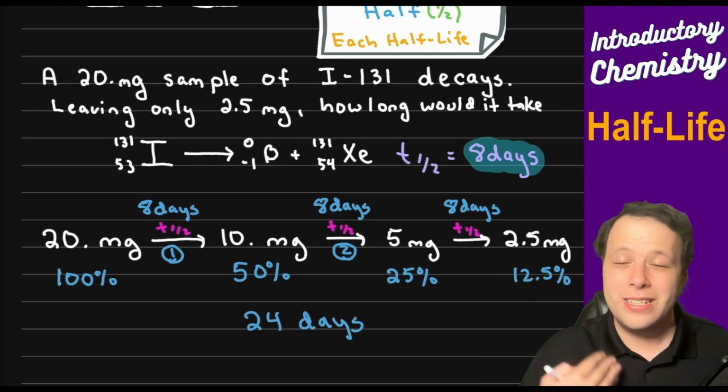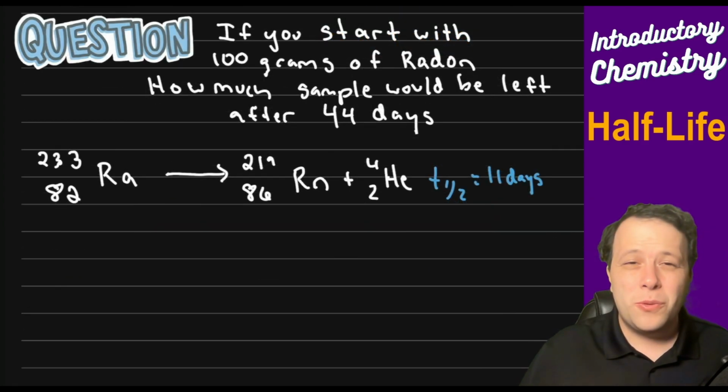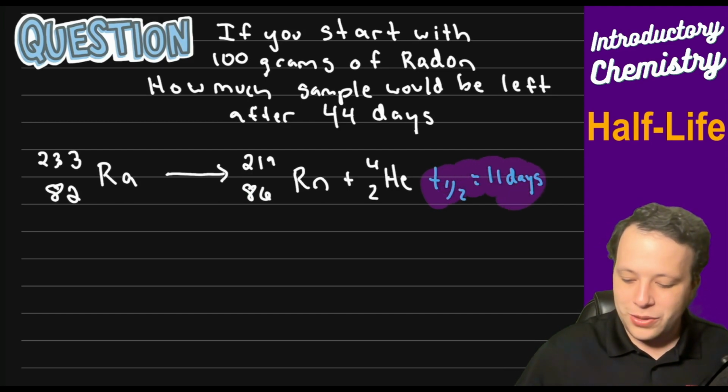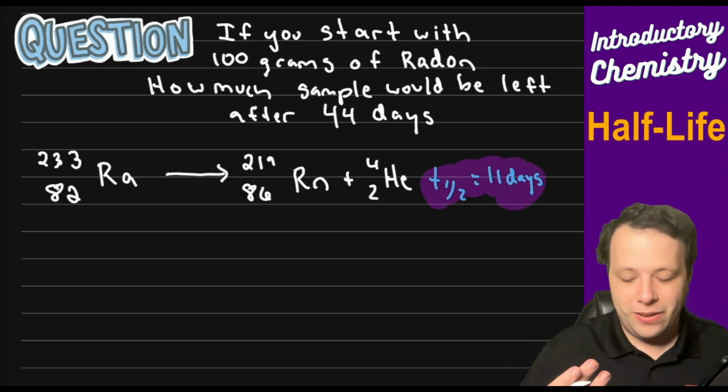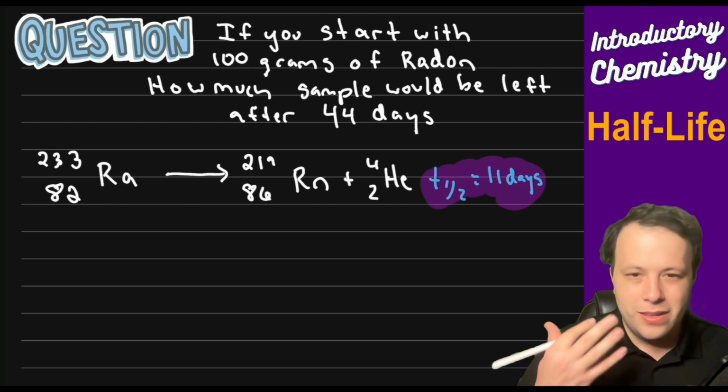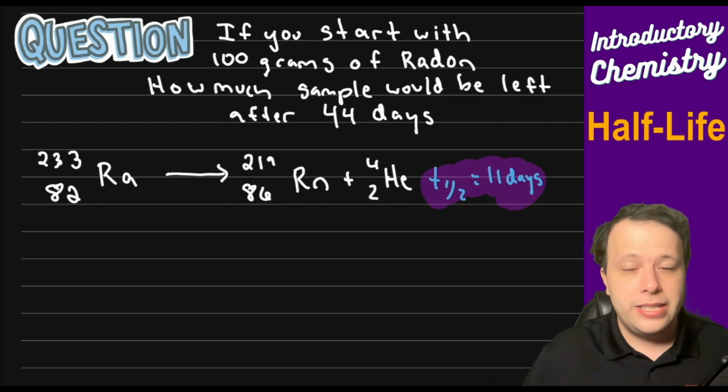Let's take a look at some more examples. If you start with 100 grams of radon, how much sample would be left after 44 days? In this problem, I also give you exactly how long the individual half-life is. We can see that we have a half-life of 11 days. So what we need to do is map out exactly how long this would take. You could do it a slightly different way.